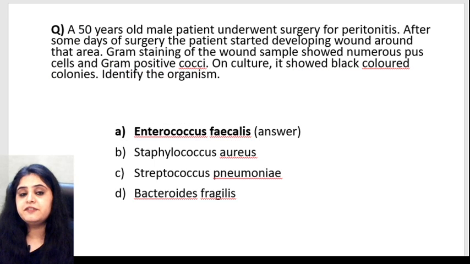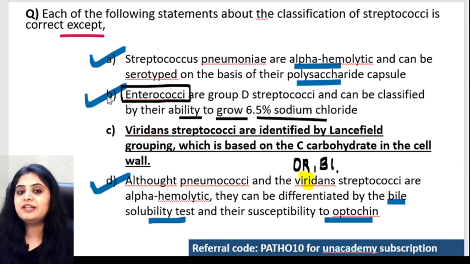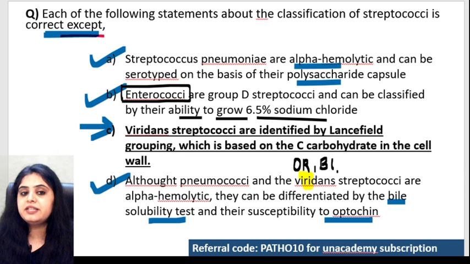So well guys, that finishes this off, and I can come back to that question which I had pending till now, which was this. Enterococci are group D streptococci and can be classified on their ability to grow on 6.5% NaCl. That was also right. So clearly the incorrect statement that they had asked you over here was C, and now I've proven all the statements. I hope that is done with everyone.